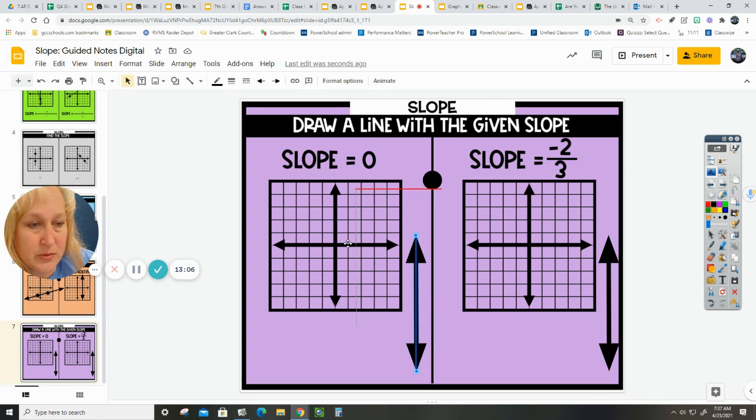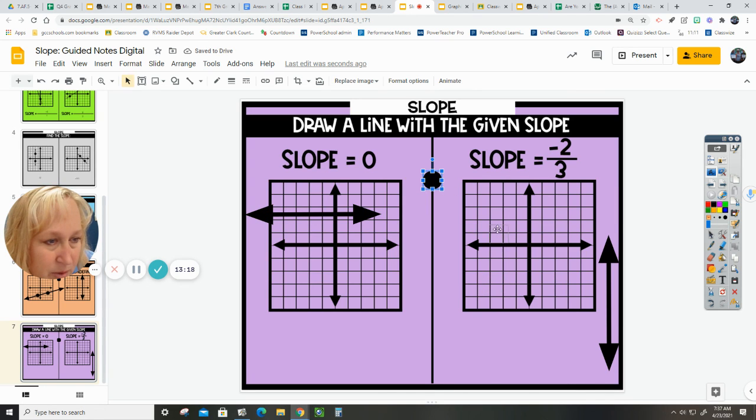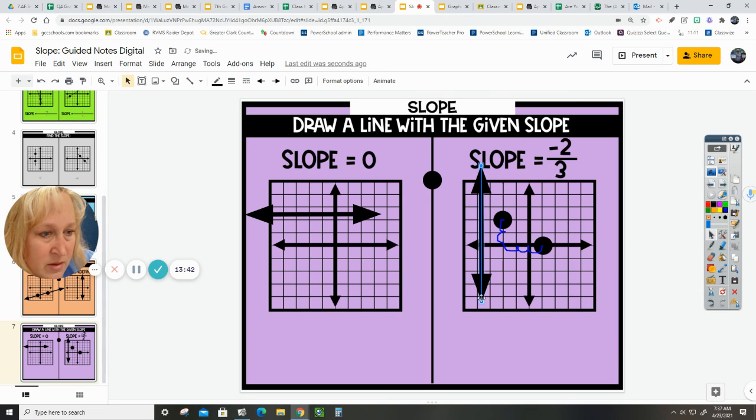This one was a slope of 0. Well, slope of 0 is just a straight line like so. So he's easy. He didn't go anywhere. Slope of -2 over 3. I'm going to pick a random point, and then I'm going to count down 2. So 1, 2, because it's -2, and then over 3. 1, 2, 3. So my next point goes right about there, and I bring my arrow that I'm drawing, and I hopefully get it through those 2 points.